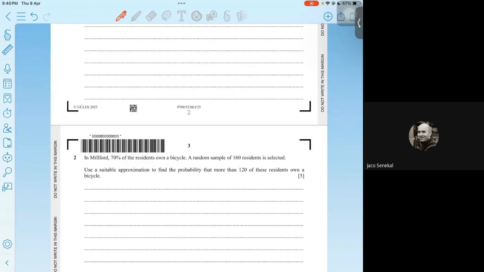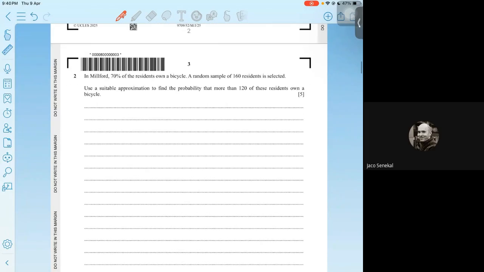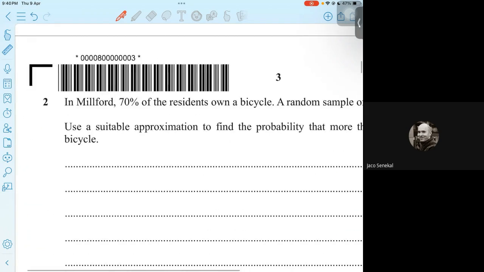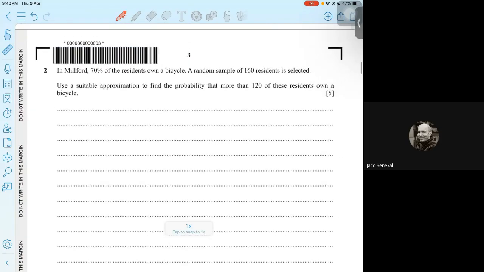The second question says, in Milford, 70% of the residents own a bicycle. So this is either 0.7 or 7/10. We could use either one of those forms, right? A random sample of 160 residents are selected. Use a suitable approximation to find the probability that more than 120 of these residents own a bicycle. Okay. So there's a concept in the syllabus, which is basically binomial to normal approximation.